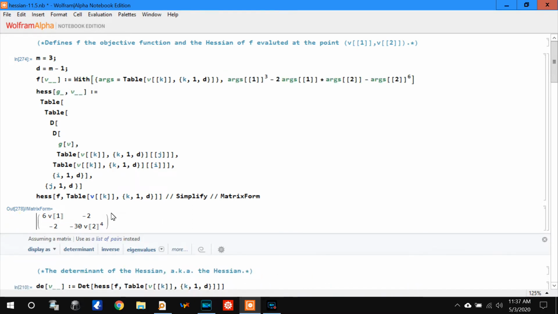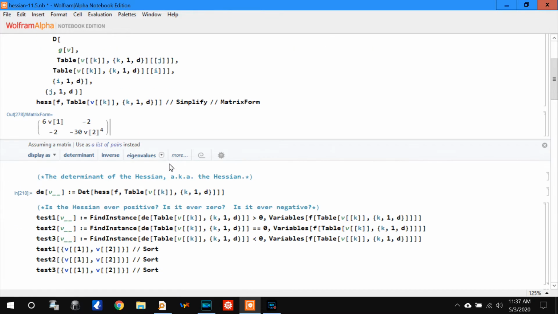This right here is the Hessian matrix. It's a 2 by 2 matrix, and it is obtained by taking the second derivatives, plural, because there's two of them, one with respect to x and one with respect to y, or v1, v2, sorry. And so that's the Hessian.